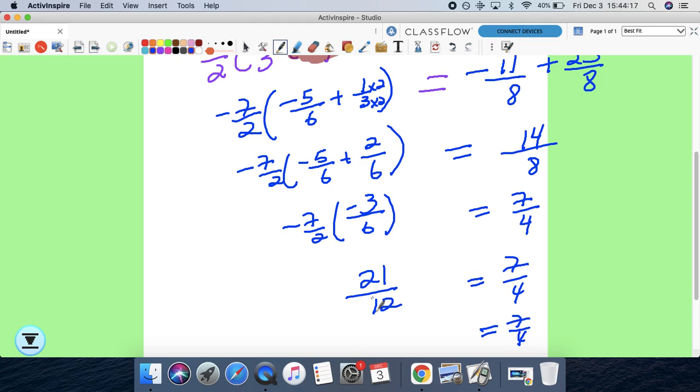Well, it's 21 over 12. We can simplify. We can divide 21 by 3, which gives me 7. We can divide 12 by 3, which gives me 4. And look at that, both sides equal 7 over 4. I didn't mess up today.